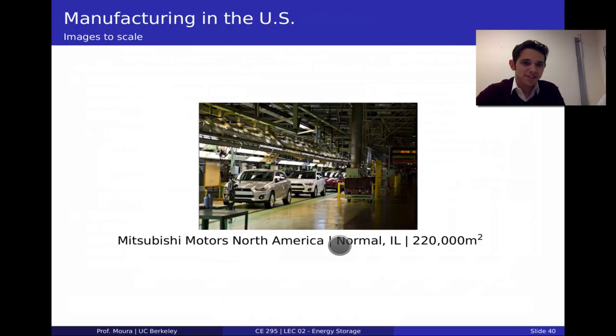What I want to talk about is manufacturing in the U.S., because our current administration is really interested in bringing manufacturing back to the U.S. So let me talk about the largest manufacturing plants in the U.S. This comes in at number 4. It's Mitsubishi Motors, right outside Chicago. And by square footage in the floor space, it's 220,000 square meters.